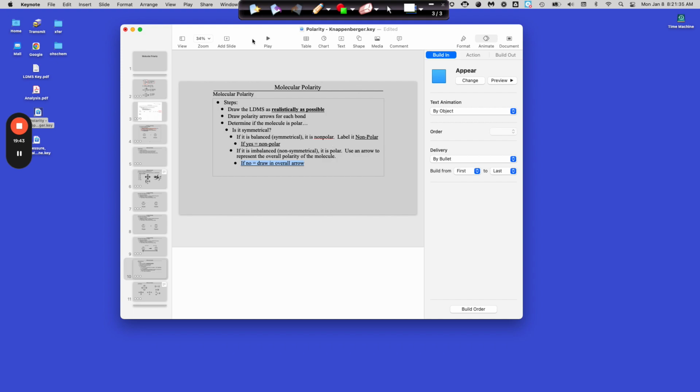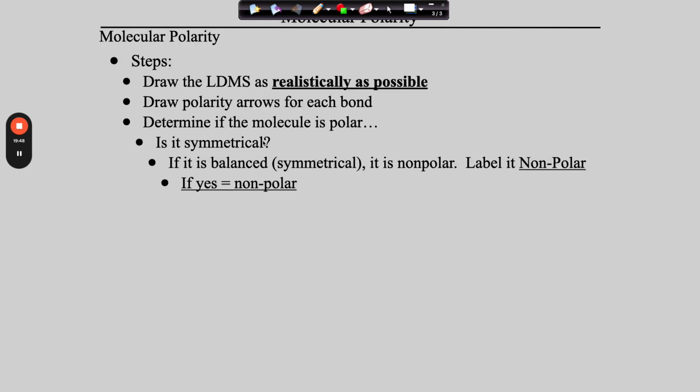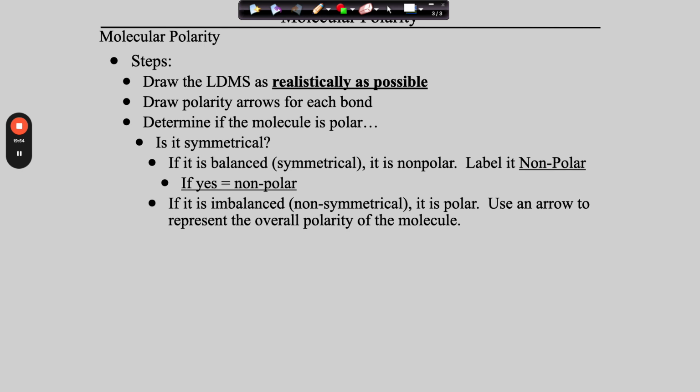So it goes like this. Question, is the molecule symmetrical? If it's yes, you just write nonpolar. Then, if the molecule is imbalanced, if it's not symmetrical, that guy's polar, and you use an arrow to represent the overall polarity. I know that's a lot of words, but it's basically this. Guys, if it is not symmetrical, just draw in the overall arrow.